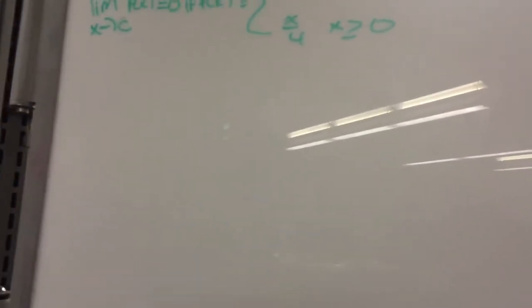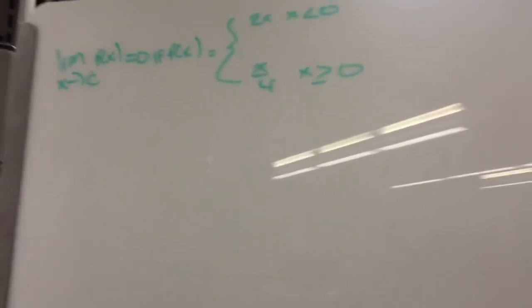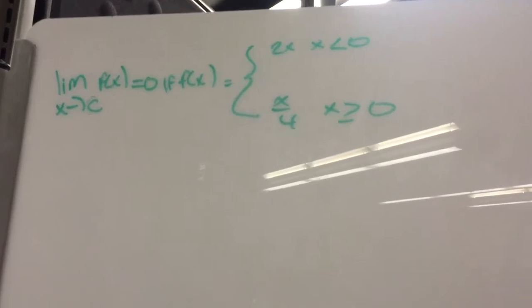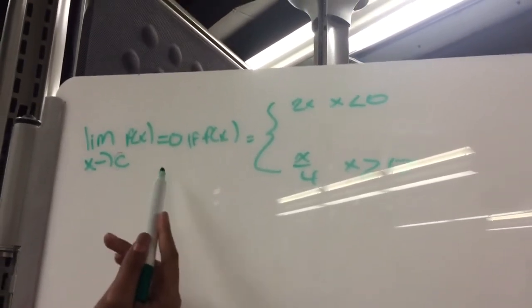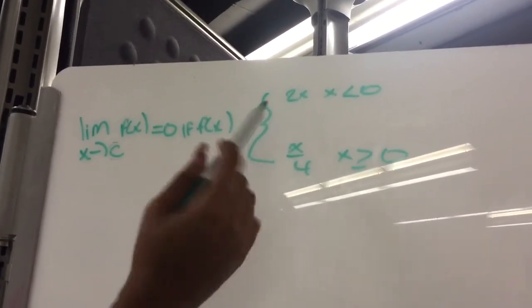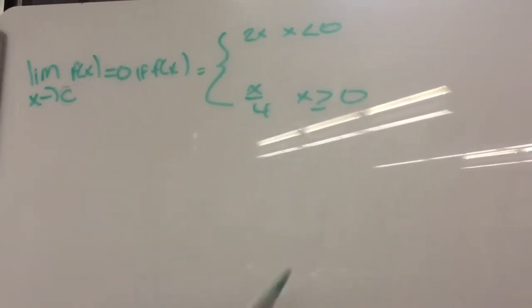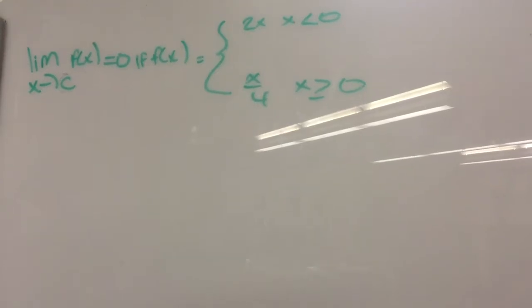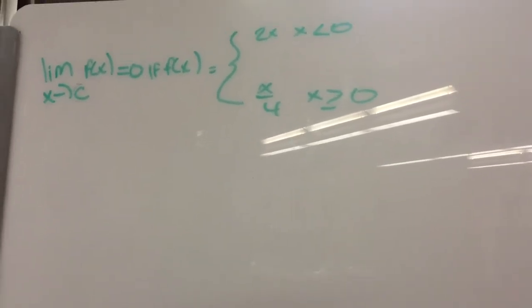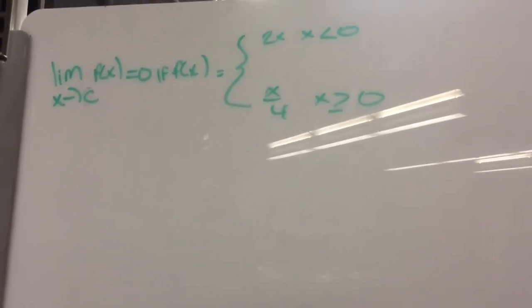So we're going to continue with the delta epsilon definition of limits. Our problem is: the limit as x approaches c of f of x equals 0, if f of x is equal to 2x when x is less than 0, or x over 4 when x is greater than 0. It reads, let f of x be a function defined on an open interval about c, except possibly at c itself.